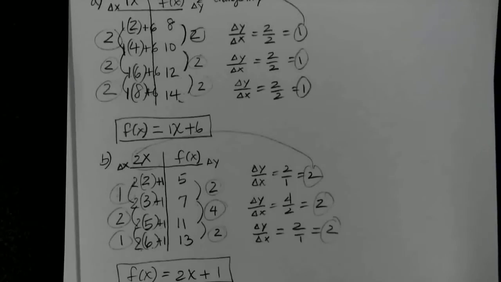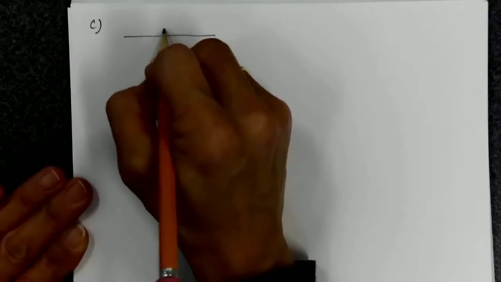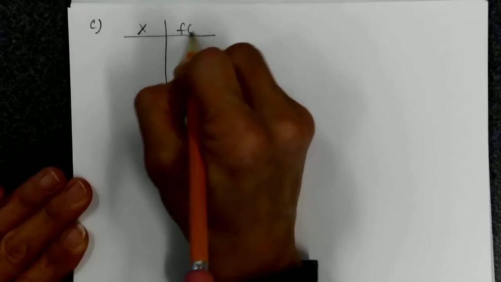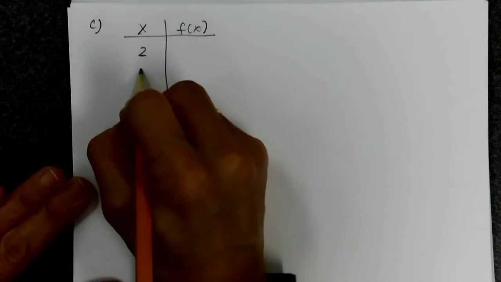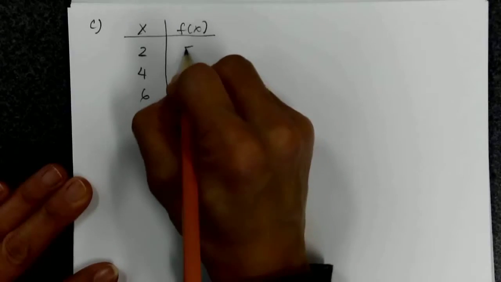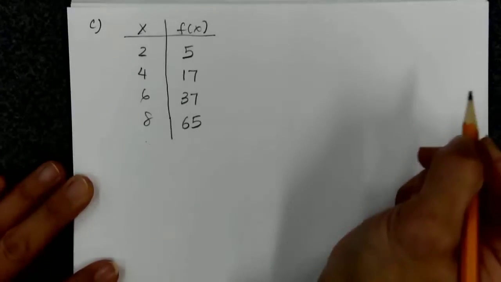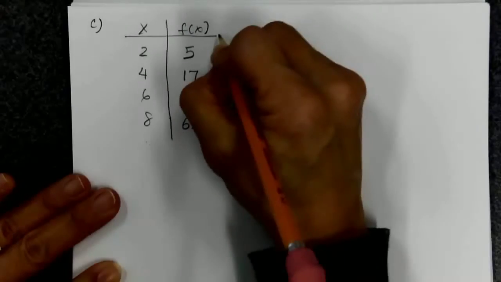In my third example, my table this time is given by x and f of x. So in this one, my x is 2, 4, 6, 8, and my f of x is 5, 17, 37, and 65. So we're going to do the change in y over change in x again.